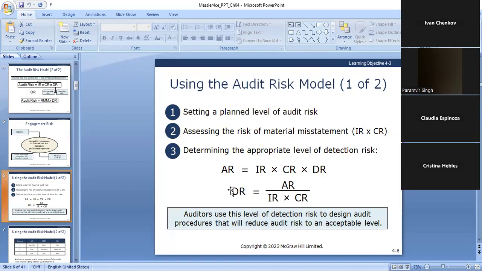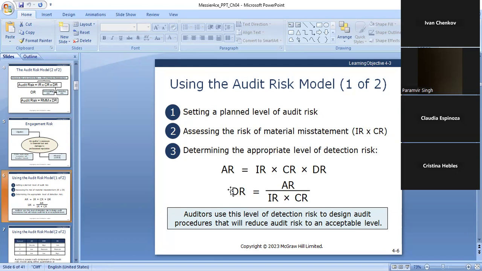The auditor cannot affect the inherent risk and the control risk. The auditor doesn't have control of those risks, but the auditor has to assess those risks. The only thing that the auditor has control over is the detection risk. Why? Because the detection risk is related to the auditor's job.